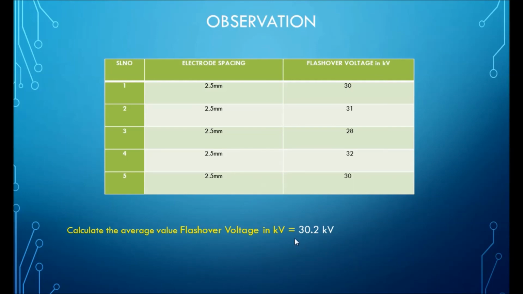Then this is the result. The breakdown strength is 30.2 kV.